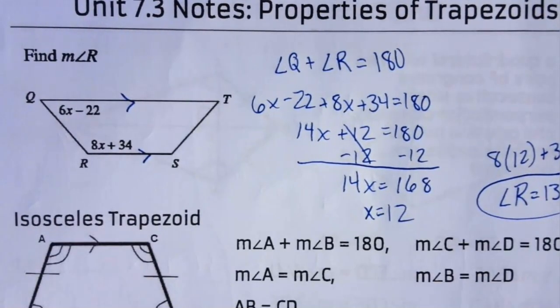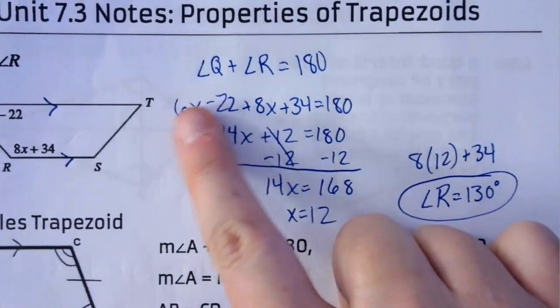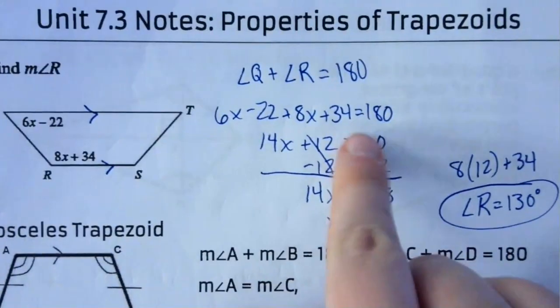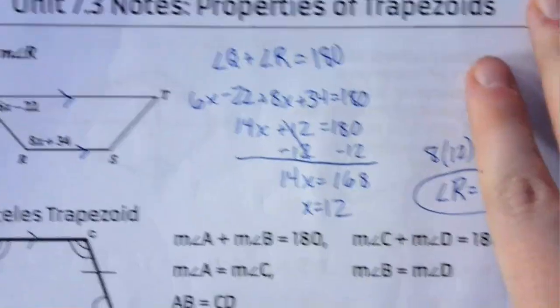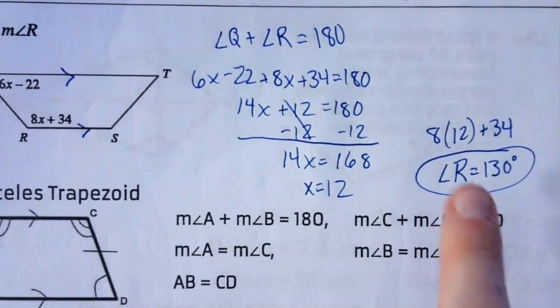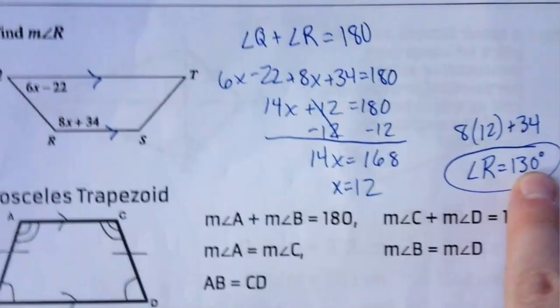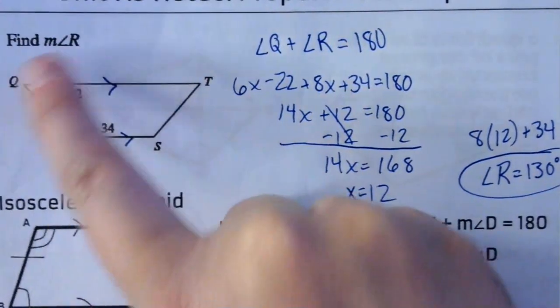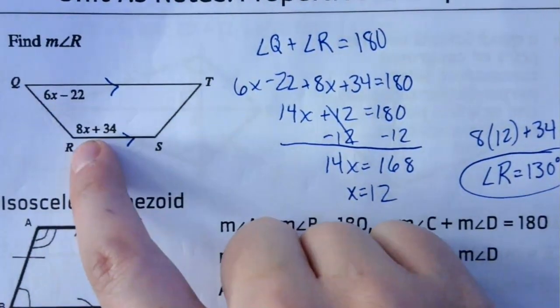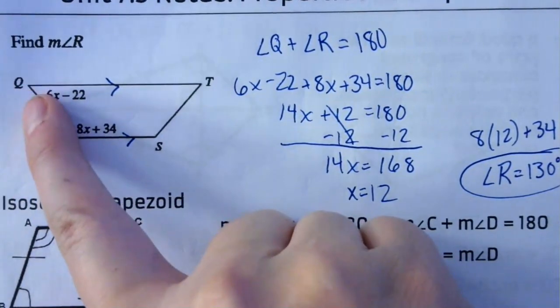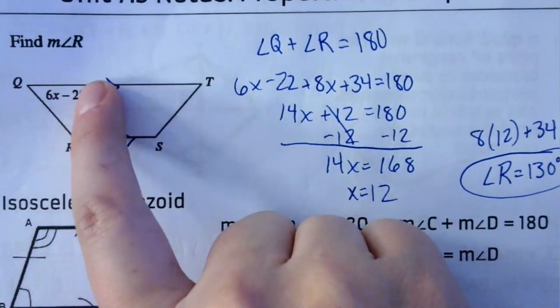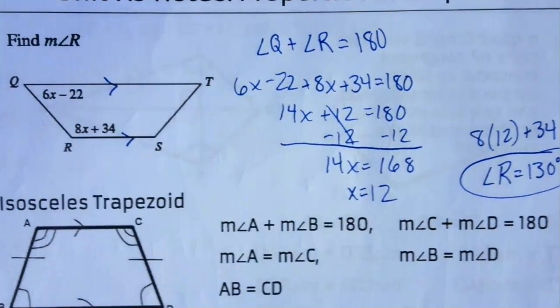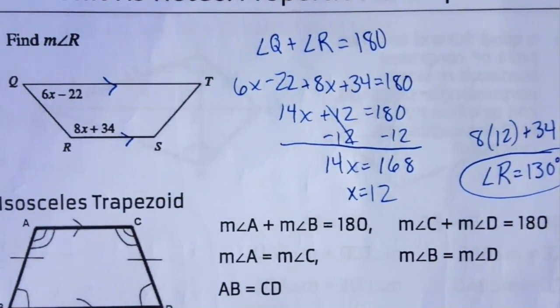As you solve, you should get x equals 12. Just make sure you add them together. You set them equal to 180. That's the gist of how you solve these. Once you solve for x, you plug it back in and you get this angle. That would mean that Q has to be 50 because they add up to 180. So if you want to check your answer, you can plug this in. 6 times 12 minus 22 is going to be 50, so we're good.